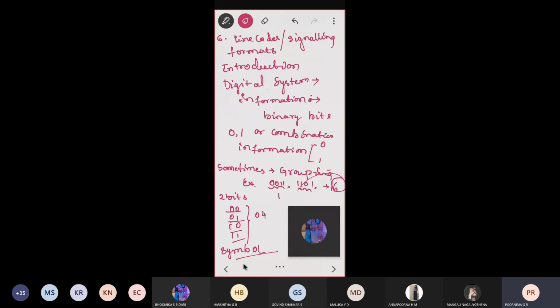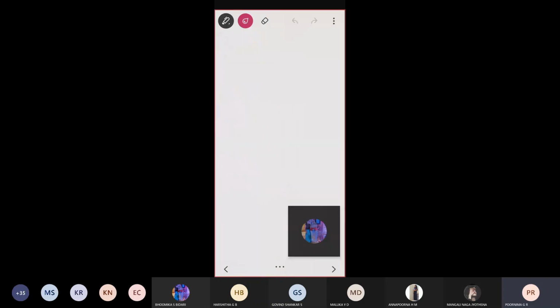But now the question arises: these digital informations we need to transmit over a transmission channel. It may be a baseband transmission or a passband transmission, a baseband channel or a bandpass channel. When it has to be transmitted, can we transmit the 0 or 1 or the symbols directly over the channel?